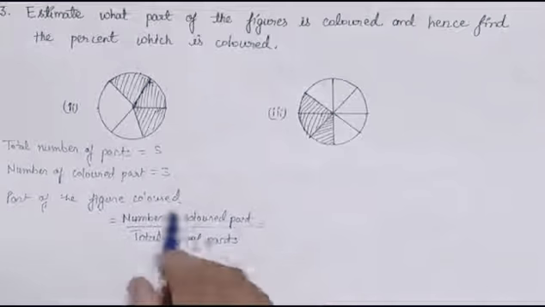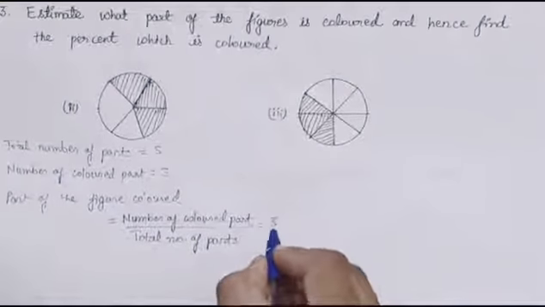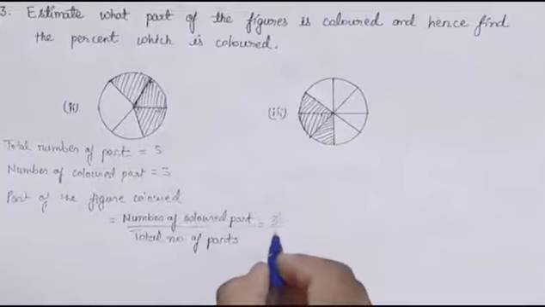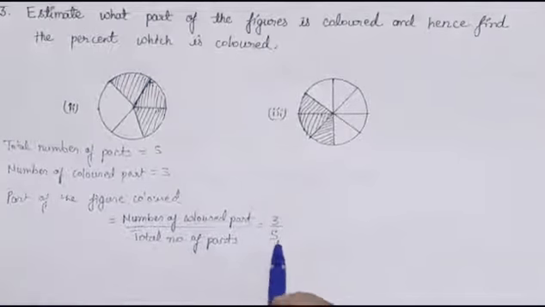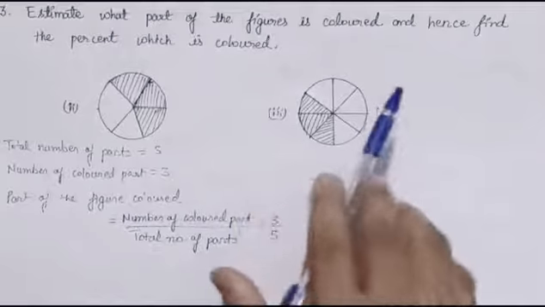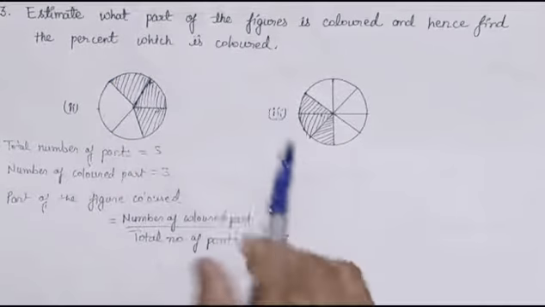So number of colored part is 3 and total number of part is 5. So we can say part of the figure colored is 3 by 5. Also we have to find the percentage of the colored part.